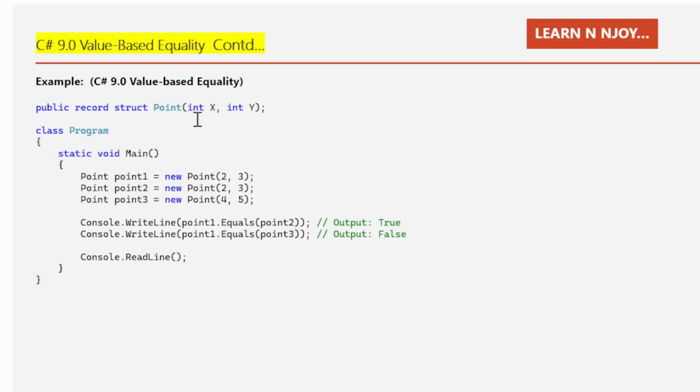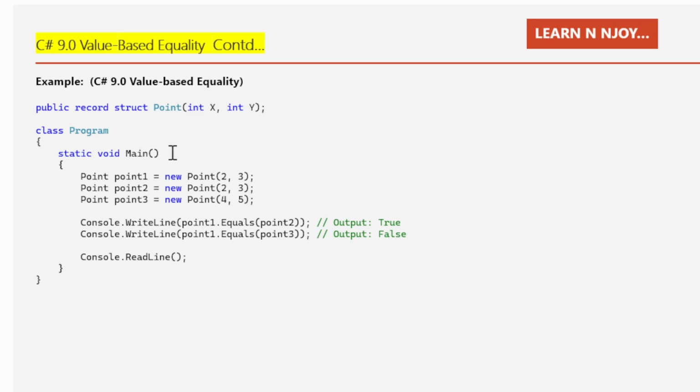That's what we are going to see in these examples. Here we have one record struct. I have written public record struct Point(int X, int Y). If you notice, this is the record. This is the usual way we define a struct, but here we have mentioned it as a record. Basically, I am defining one record struct. Then there is a class named Program that has the Main method, which is the entry point of this application.